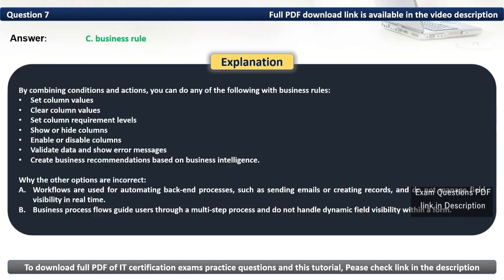By combining conditions and actions, you can do any of the following with business rules: set column values, clear column values, set column requirement levels, show or hide columns, enable or disable columns, validate data and show error messages, create business recommendations based on business intelligence.